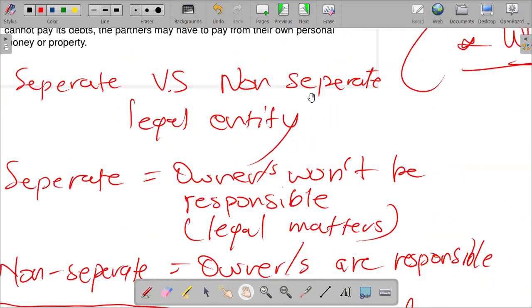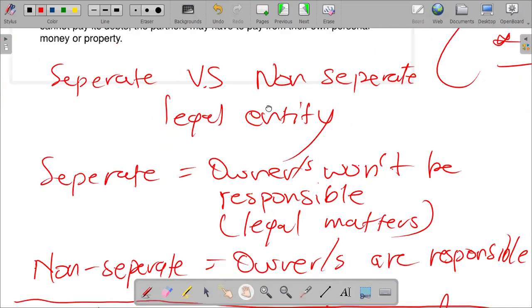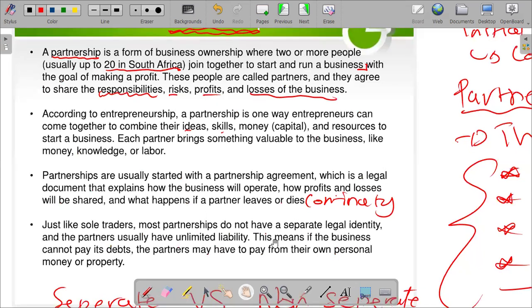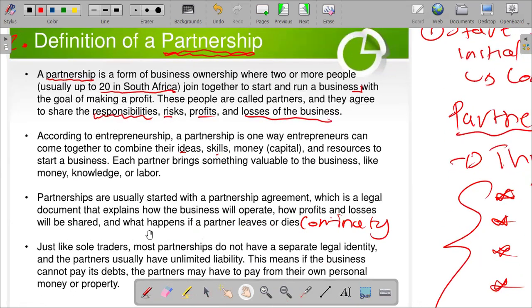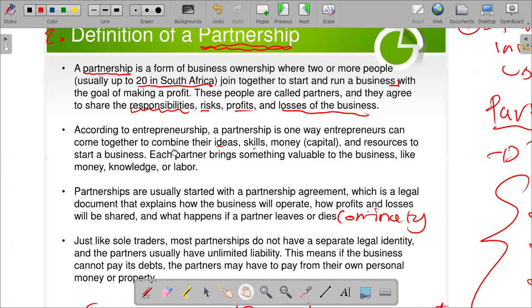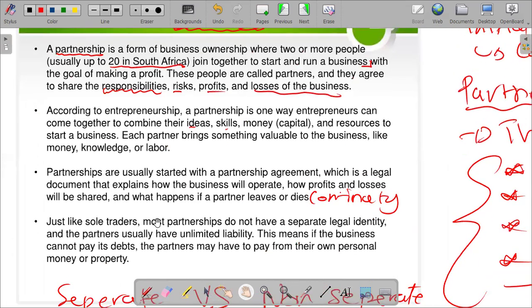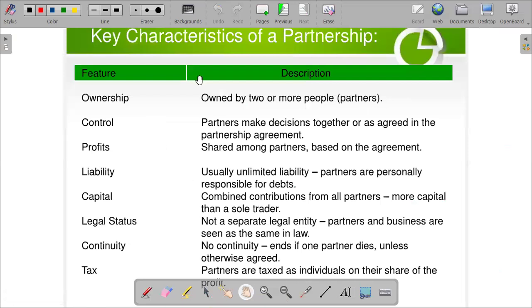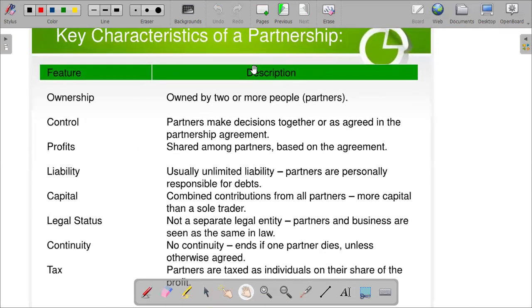And here we talked about separate versus non-separate legal entity. That has to do with the law. This has to do with debts. Again, this means the business cannot pay its debts. The person may have to pay from their own personal money or property. All right. So this is rather the definition of what a partnership is. So guys, listen to understand and ask questions in the comment sections. And then when we move along, we go to the key characteristics of a partnership.